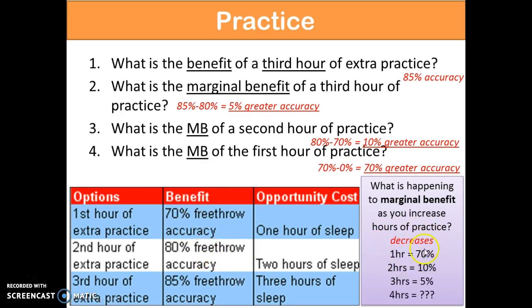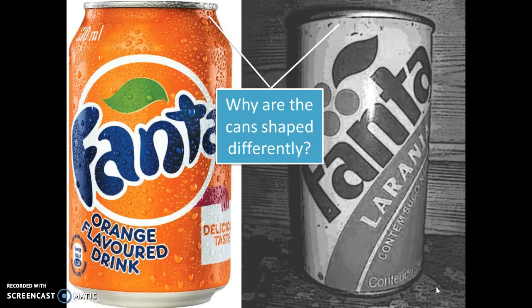You should see that it decreases. It's going down a little bit, little by little. So with 4 hours, maybe it's going to be like 2%. And so we're going to have 87% accuracy for 4 hours of practice. So total utility is going to increase all the way up to 100%. Marginal utility continues to go down. It gets smaller and smaller and smaller as you approach 100%.